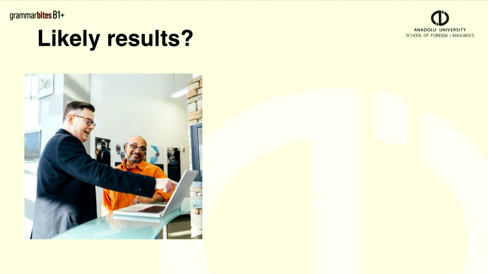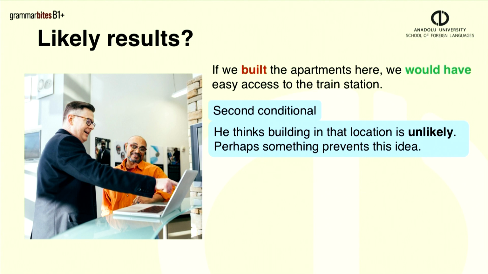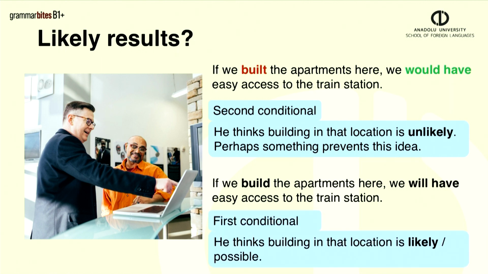Another example with a business project. If we built the apartments here, we would have easy access to the train station. Second conditional. He thinks building in that location is unlikely. Perhaps something prevents this idea. If we build the apartments here, we will have easy access to the train station. First conditional. He thinks it's likely or possible.